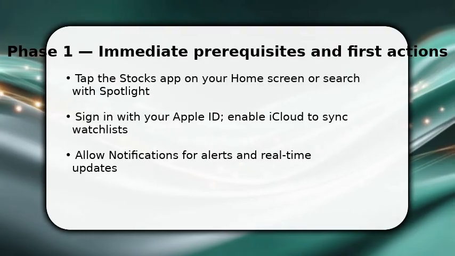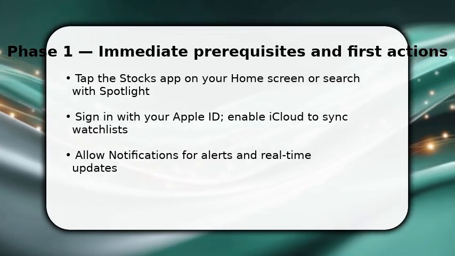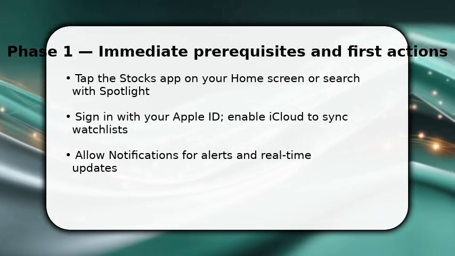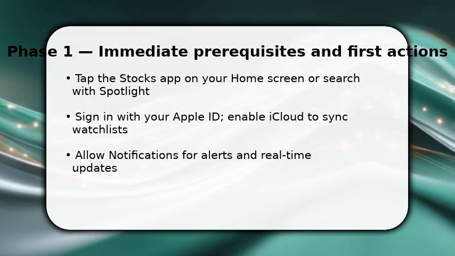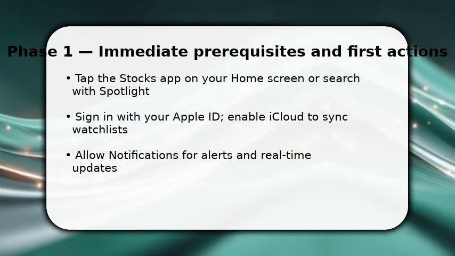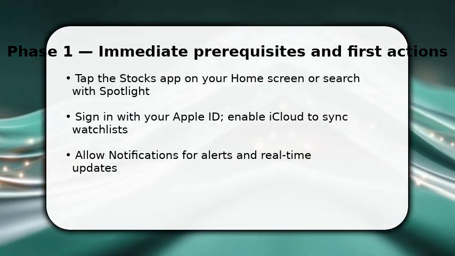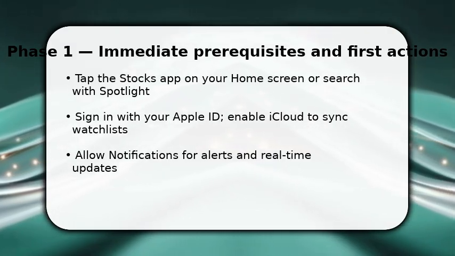You start by opening the Stocks app and signing in with your Apple ID so your watch lists and preferences sync. Once done, enable iCloud and notifications to keep real-time price alerts working across devices. Next, tap the search bar and type a ticker symbol or company name to load live data. You do this now because real quotes and linked accounts are required for the next steps. Without a signed-in session, you can't add trades or link.